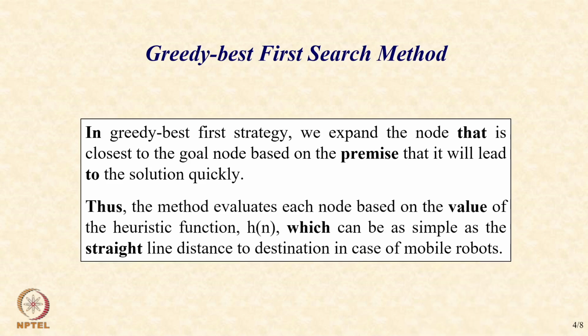Now, the method evaluates each node based on the value of the heuristic function h, and it could be as simple as the straight line distance to the destination in case of mobile robots, or any travel related route planning or path planning problem if you want to look at. This would be just, let us say, a straight line distance between the 2 points, or what typically sometimes people call as the crow flies.